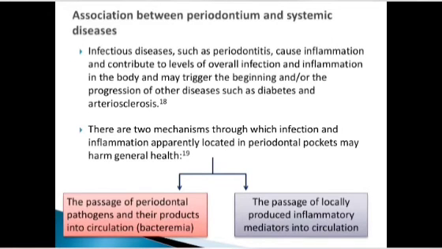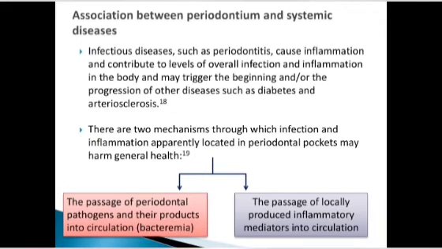Association between periodontium and systemic diseases. Infectious diseases such as periodontitis cause inflammation and contribute to the level of overall infection and inflammation in the body, and may trigger the beginning and/or the progression of other diseases such as diabetes and atherosclerosis.